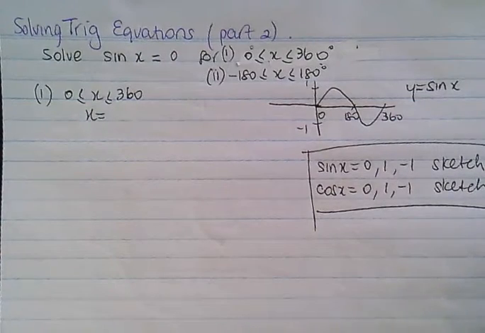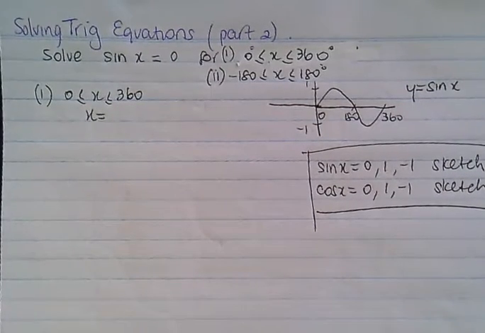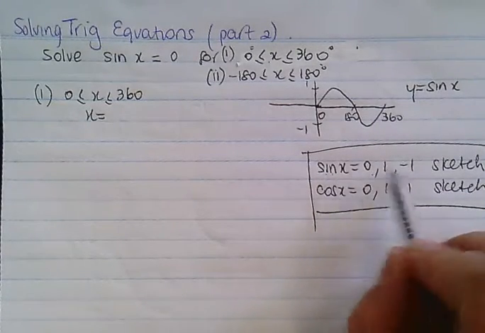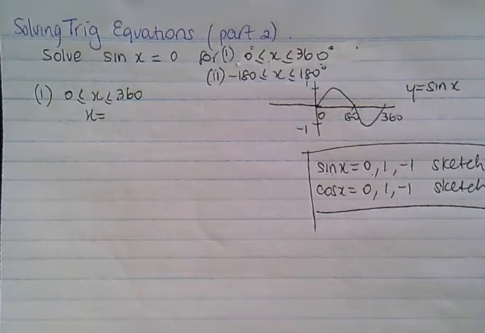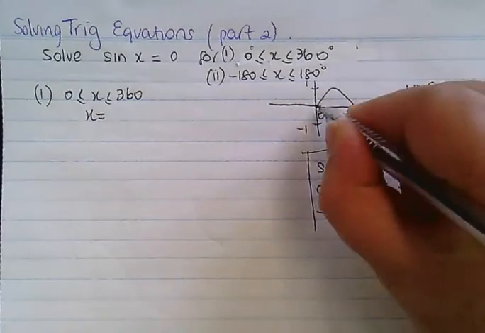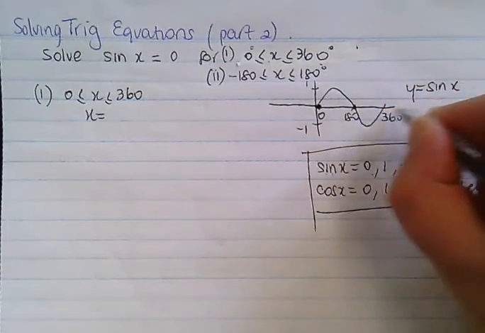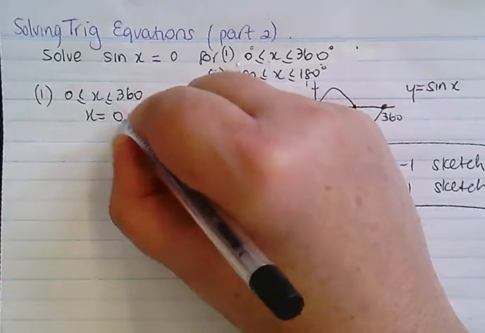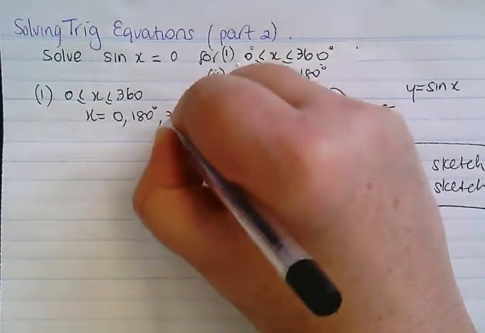Do not try quadrant 1, negative in quadrants, and the acute angle is whatever. Your acute angle is going to be 0. So you must sketch if you're asked to solve sine x is 0, or sine x is 1, or sine x is negative 1. If you're asked to solve it between 0 and 360, what are my answers? Where does sine x equal 0 between 0 and 360? X is 0, 180, 360.